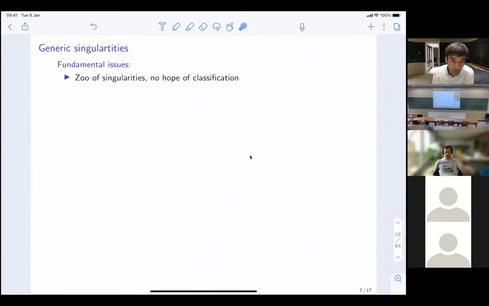Now you've seen this is a whole zoo of singularities. There's sort of no hope of classification. We maybe can classify some of them. We hope that we can at least say something about them.